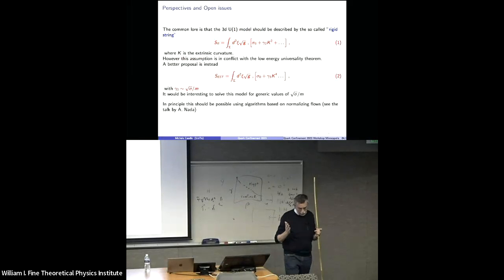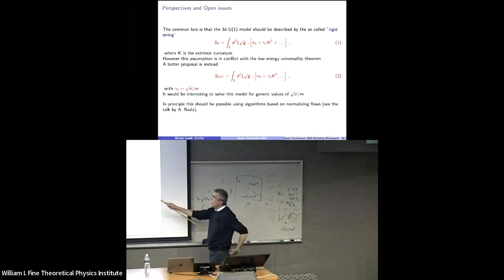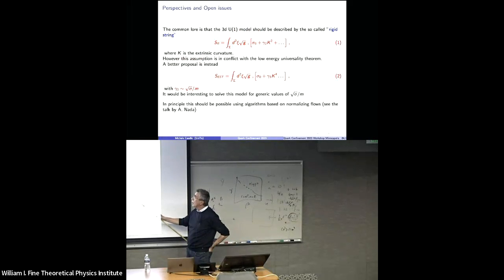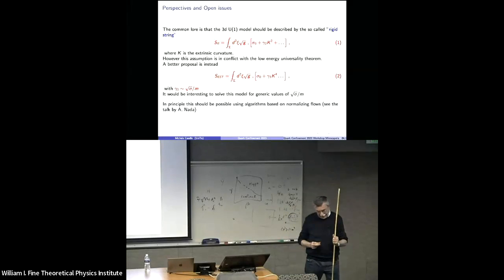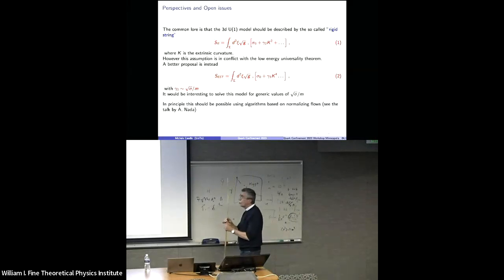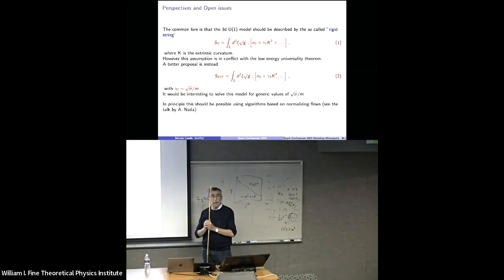And this is absolutely not obvious. The common law, up to a few years ago, following what Polyakov was saying, was the so-called rigid string. The rigid string can essentially be written in this way: you have the standard Nambu-Goto action plus a correction which is proportional to the square of the extrinsic curvature. A lot of papers were written on this rigid string. However, we know now that this kind of correction is somehow in contradiction with the low energy universality theorem. So most likely this is not the right answer.